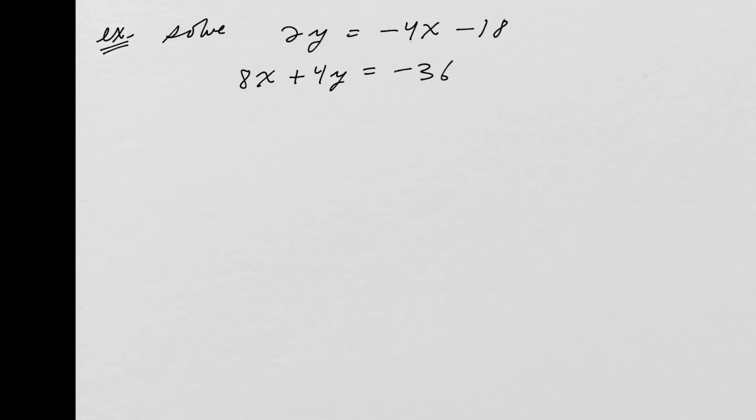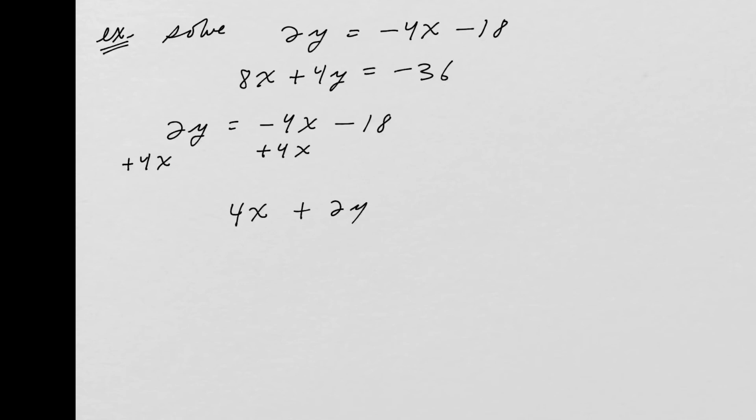So let me take that first equation and move the x term to the left-hand side. I can do that by adding 4x to both sides. So this becomes 4x plus 2y equals negative 18. And the second equation is fine, so I just have 8x plus 4y equals negative 36.